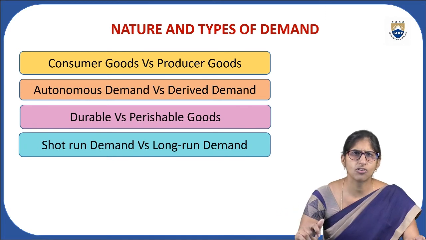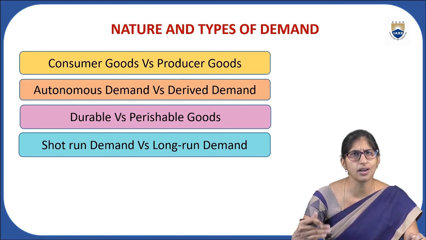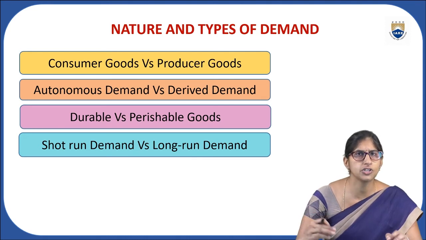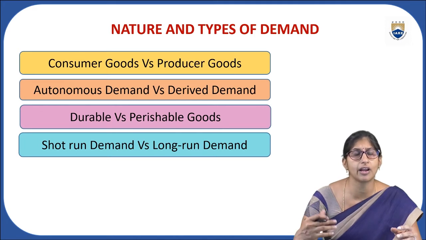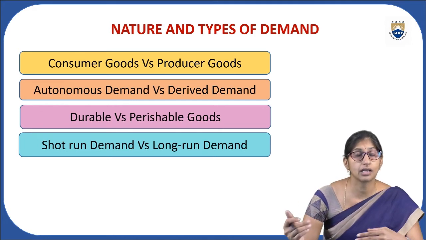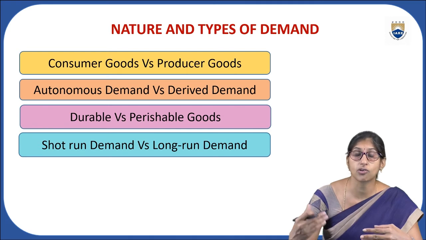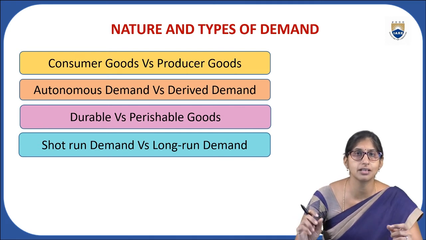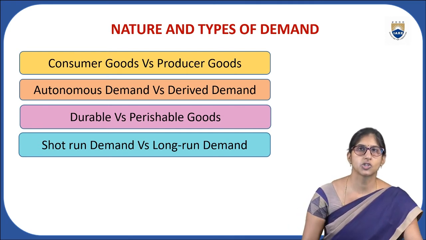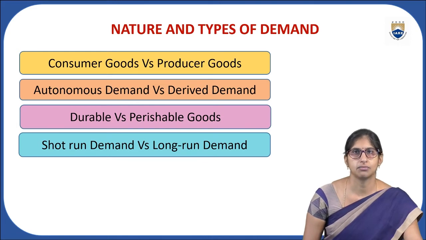For example, technology. Technology keeps on updating itself, right? In short run demand, that product cannot be updated, right? But coming to long run demand, technology can be updated. So that is the major difference between short run demand and long run demand.